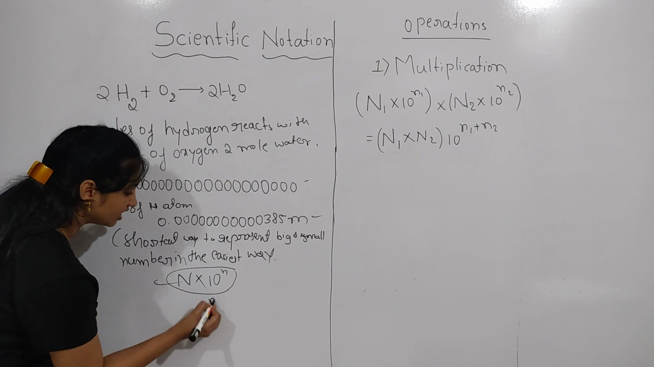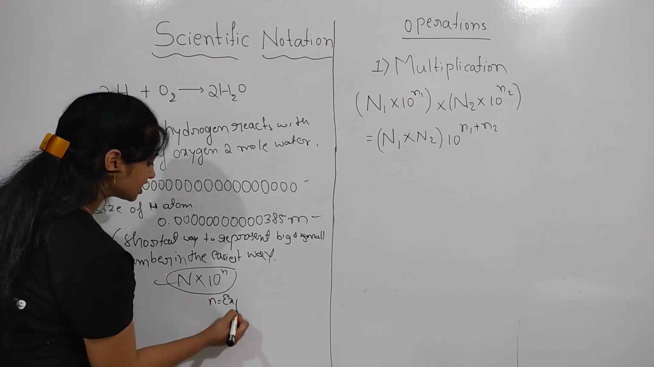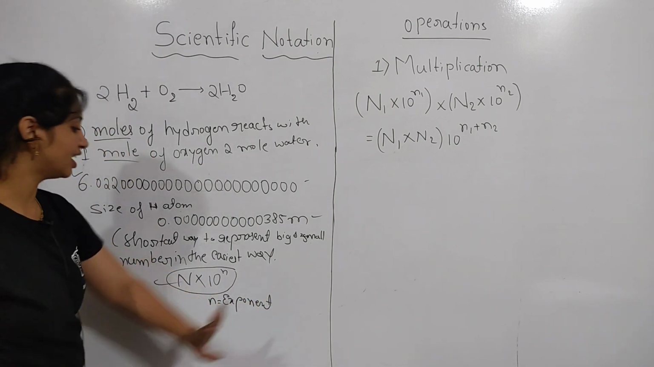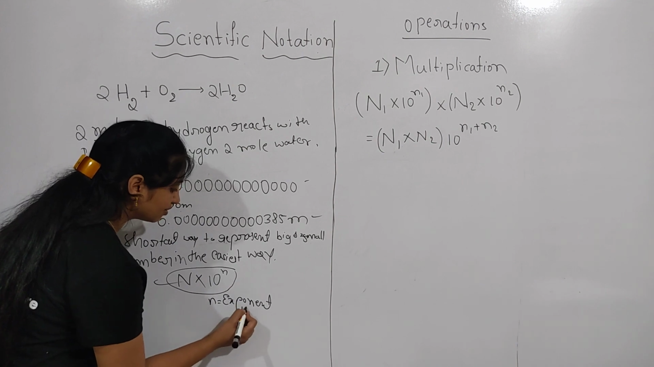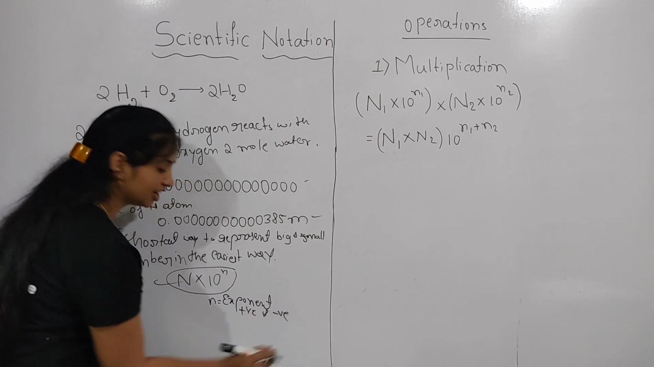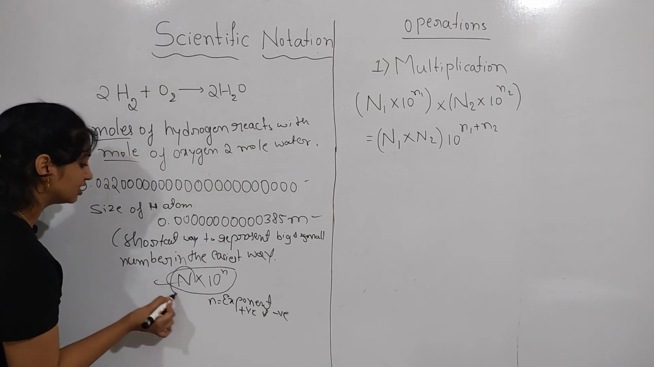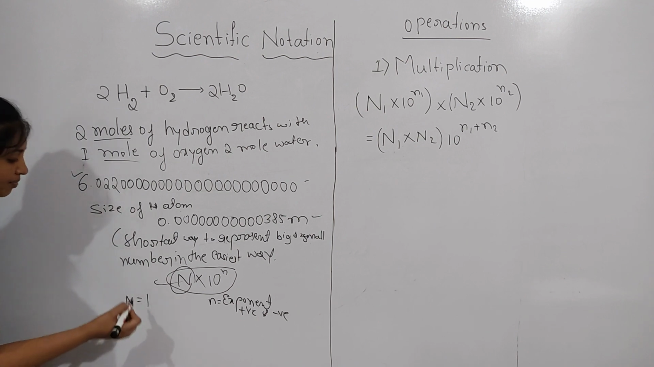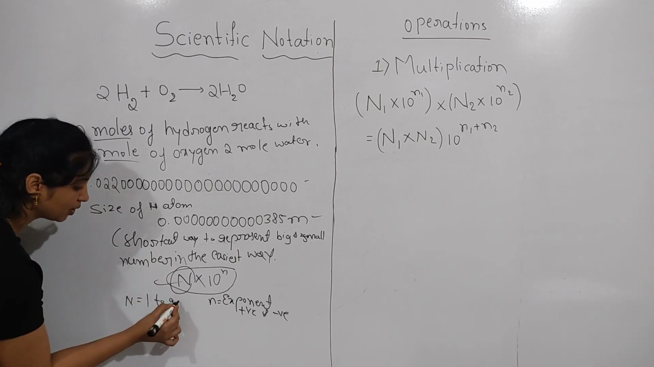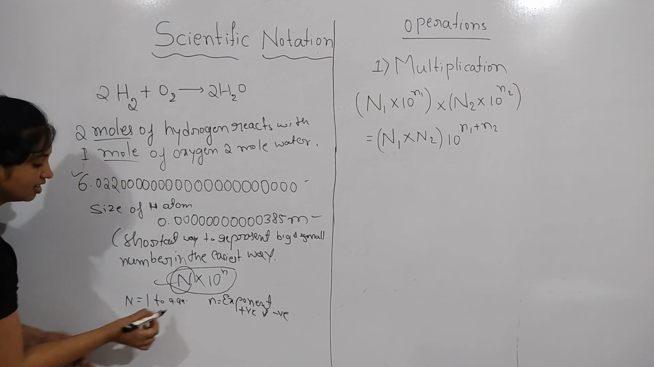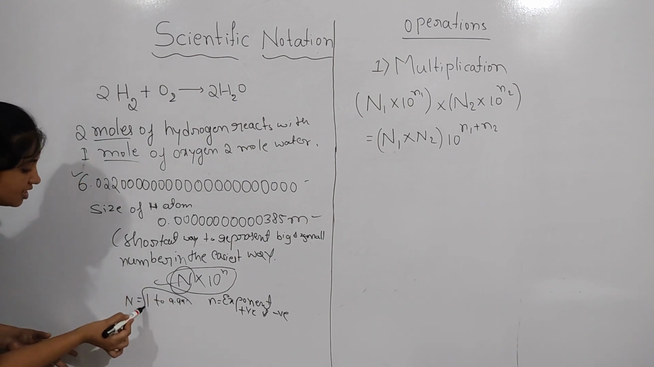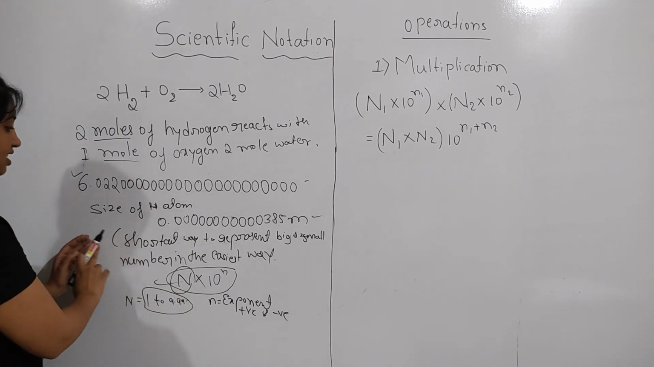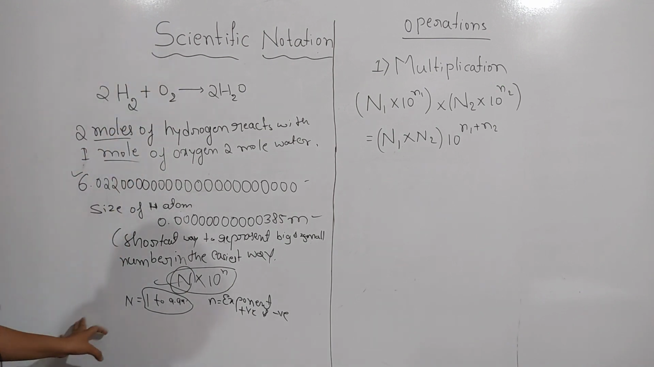So what is the small n here? The small n is the exponent. This exponent can have both positive values and negative values. So what is the meaning of this capital N? Capital N is the number that is between 1 and 9.999. So this is the meaning of scientific notation.